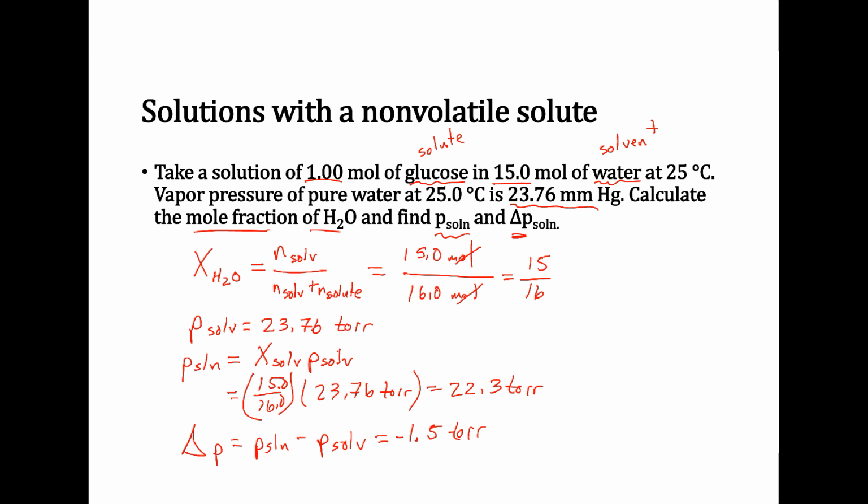A few things I want to point out: glucose is a covalently bonded molecule, so that means it does not dissociate. So we didn't have to deal with a Van't Hoff factor of i. So let's go ahead and look at whenever we do have to deal with a Van't Hoff factor.